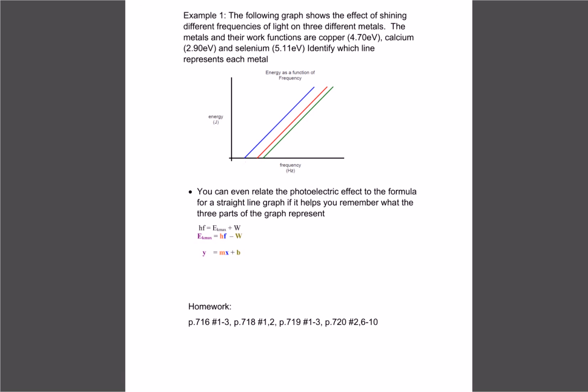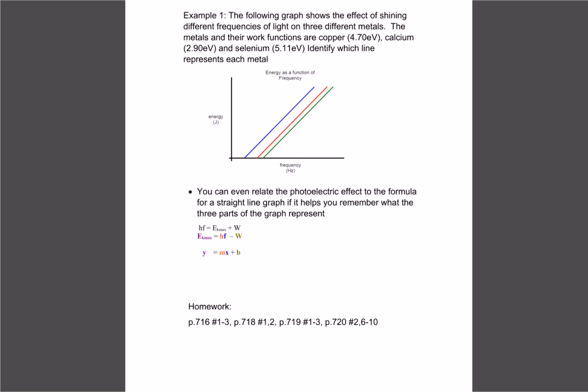So you can see in the formula we have HF equals EK max plus work. If we rearrange that for energy, we'd have y equals HF minus W, and you can see that we basically get the equation of a straight line. So our H is our slope, our x is our threshold frequency, our y-intercept is our energy, which in this case is our work function, and that's it.